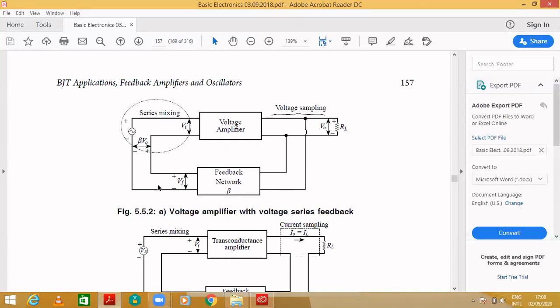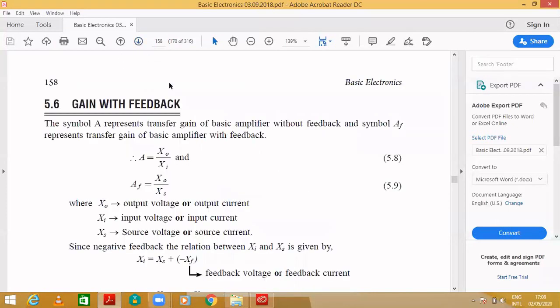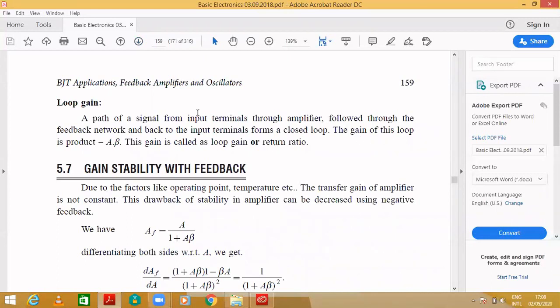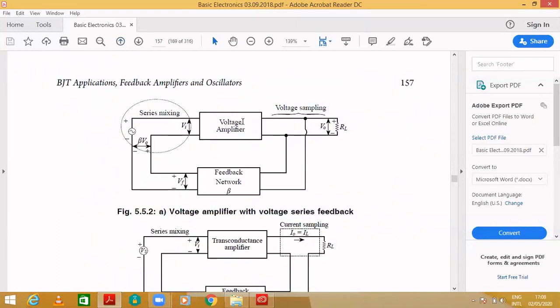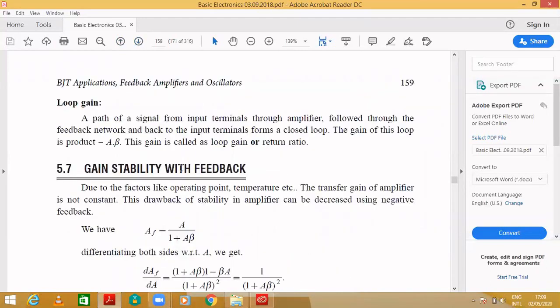So this is called a loop, where it starts at this point and also ends at the same point. So it is called the loop gain. The gain of this is the product, minus A beta. Why minus? Because we are using negative feedback, it is minus A beta. A is the voltage amplifier, represented by A, and the feedback network by beta. That's why it is A beta. This gain is called the loop gain and return ratio.